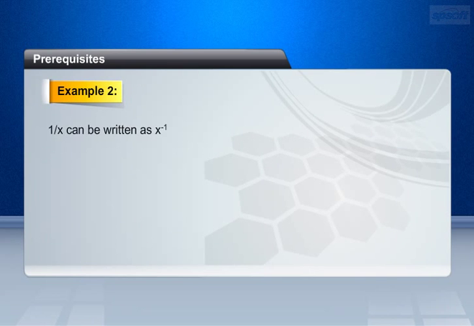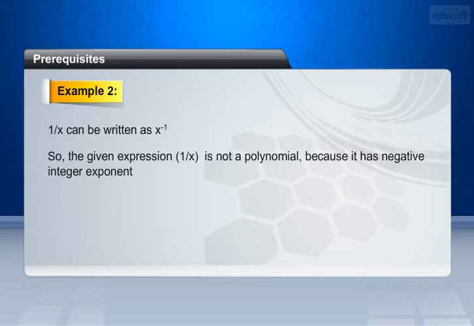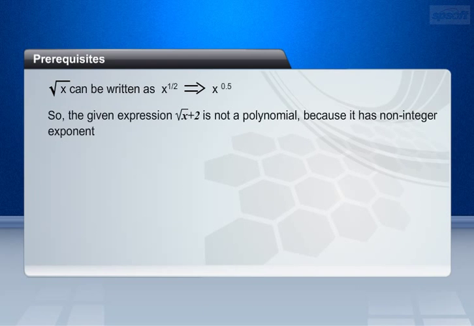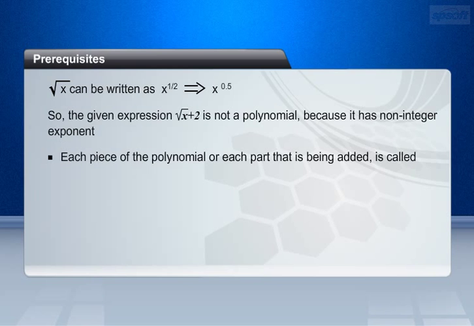Example 2, 1 by x. 1 by x can be written as x to the power of minus 1. So, the given expression, 1 by x, is not a polynomial, because it has a negative integer exponent. Example 3, root x plus 2. Root x can be written as x to the power of 1 by 2. This implies x to the power of 0.5. So, the given expression root x plus 2 is not a polynomial, because it has a non-integer exponent, that is, a rational or decimal exponent. Each part of a polynomial is called a term.